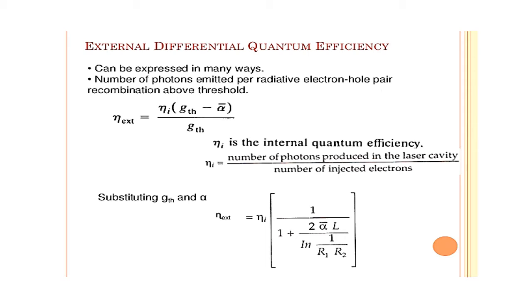Substituting GTH and α, we get η external is equal to ηI into 1 divided by (1 + 2 α bar L divided by ln(1/R1R2)). Here the value of the internal quantum efficiency is very high, ranging from 50 to 70%.